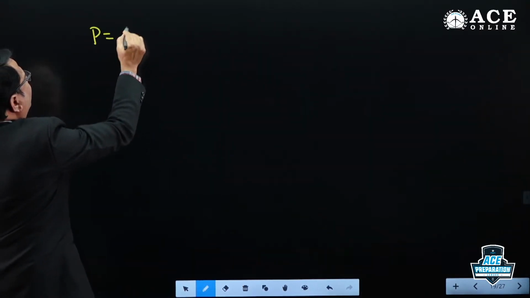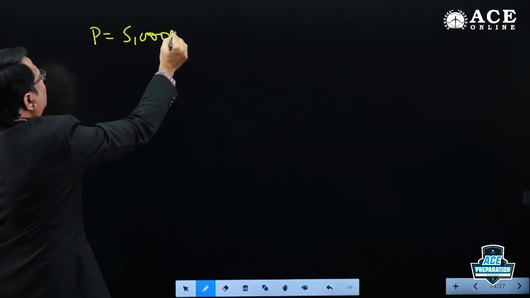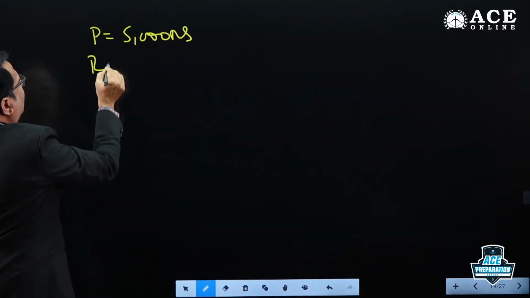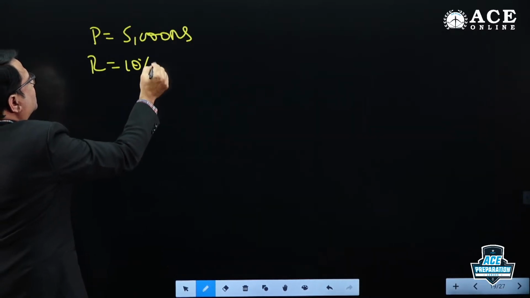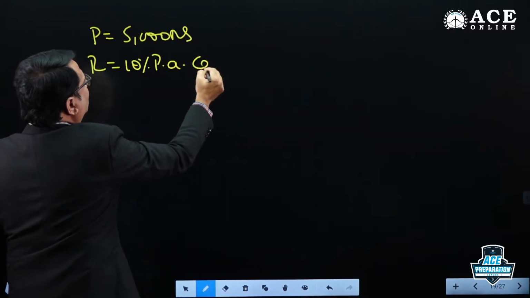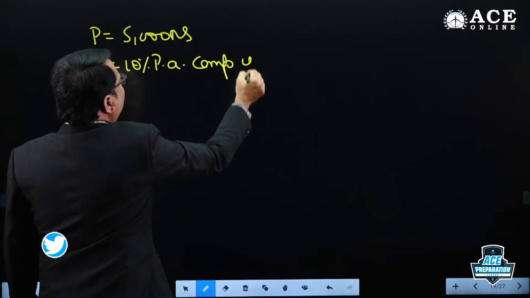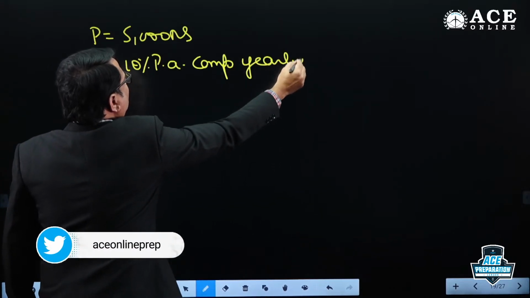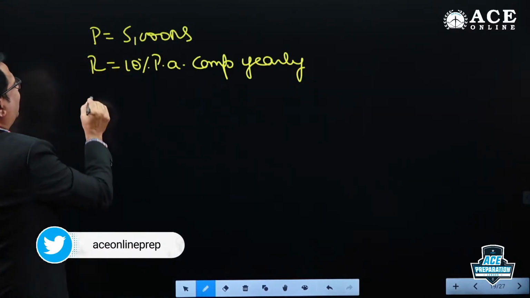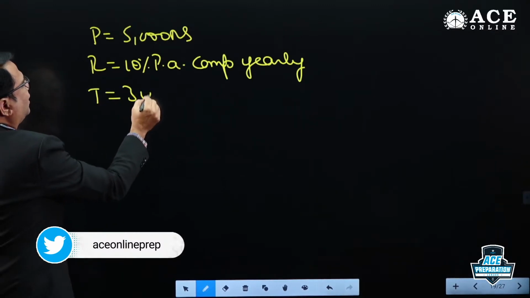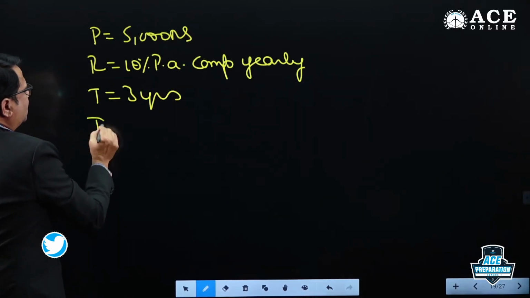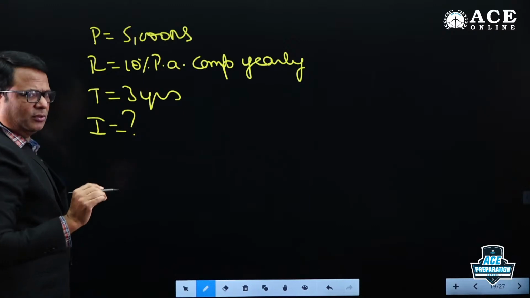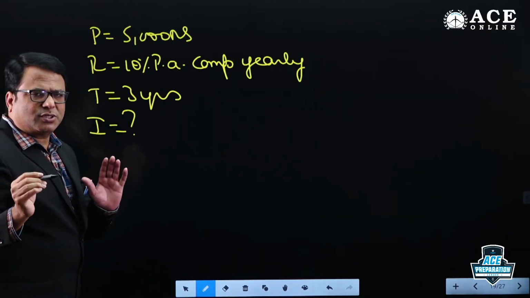Principal is 5,000 rupees. Rate of interest is 10% per annum, compounded yearly, and time is 3 years. What is the compound interest if this is the question?